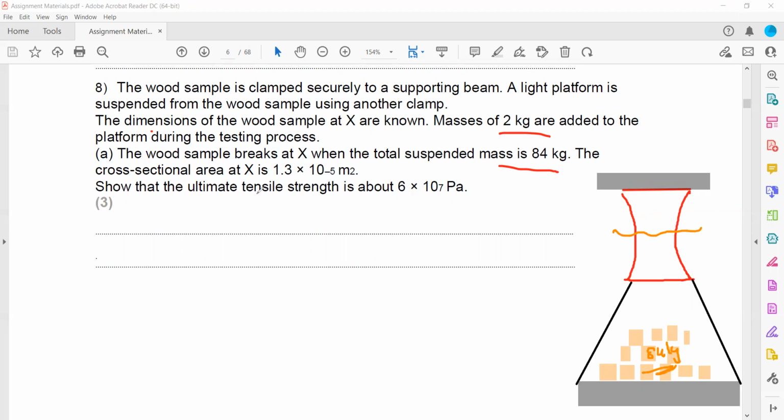So ultimate tensile strength means the maximum stress which the object can bear before it breaks, which is also known as UTS. So how to work out the maximum stress? Sigma is equal to force per unit area, which means stress is force acting on unit area. What about the force? Mass is not the force, weight is the force. So mass is 84. What about the weight? Weight is mass multiplied by gravity, and weight will be the force here. So it will be 84 multiplied by 9.81.